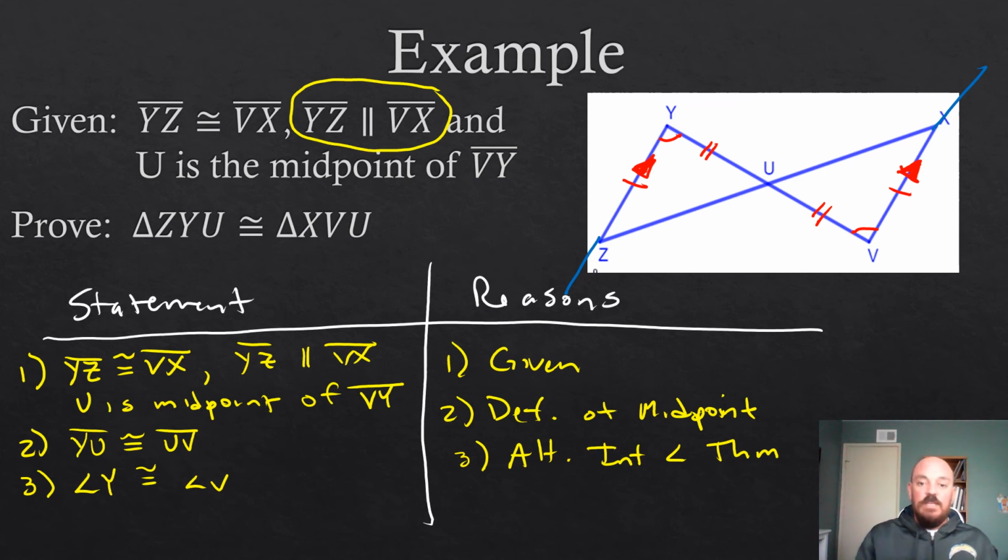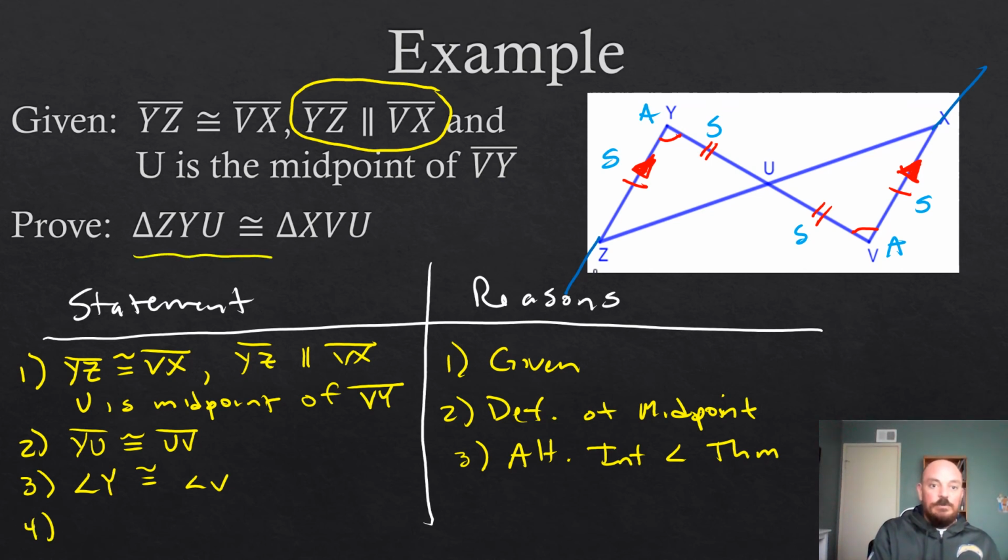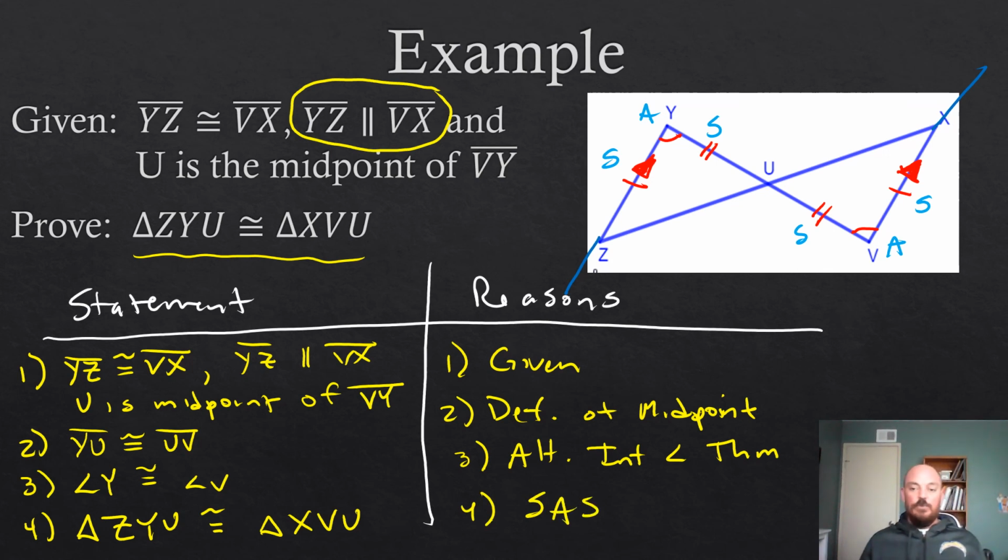Now what we have in order around each triangle is SAS. Side, angle, side in one triangle. Side, angle, side, exactly the same in the other triangle. So I can then say this, what I was trying to prove. I can say triangle ZYU is congruent to triangle XVU, and for my reason it's SAS. I mean, really it's called the side angle side congruence theorem, but just write SAS, that's fine.